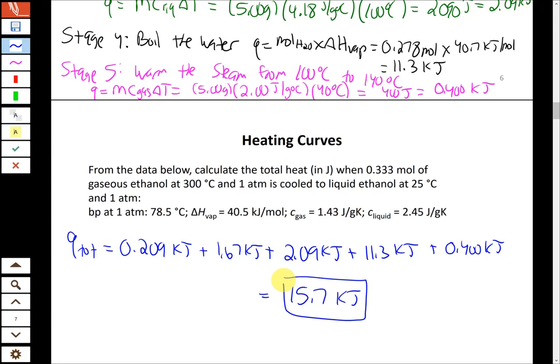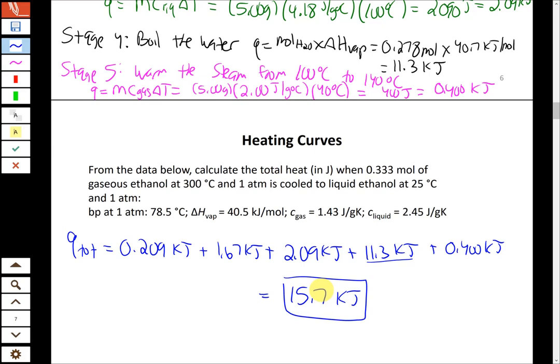required. Now you do notice though that most of that heat, 11 out of 15 or so kilojoules, comes just from boiling it. So boiling a substance does require a lot of energy because you have to break all the intermolecular forces. The rest of these, of course, depend on the specific heat capacity and all that, but most of the heat involved is going to be just for boiling it.